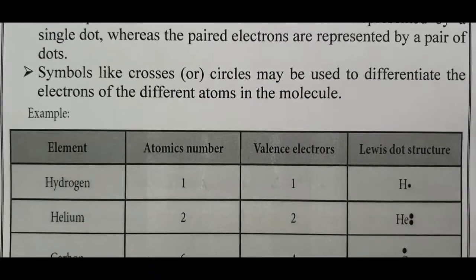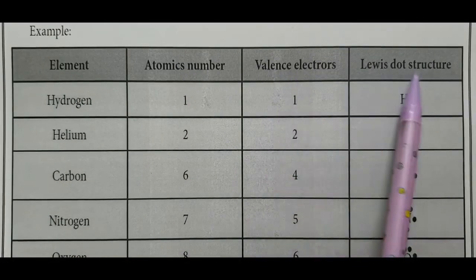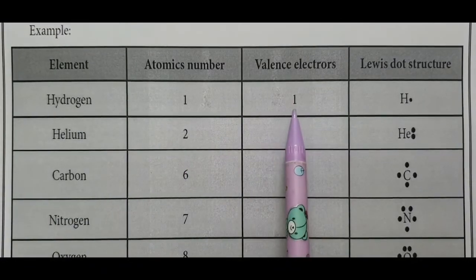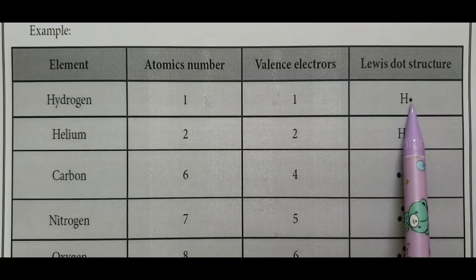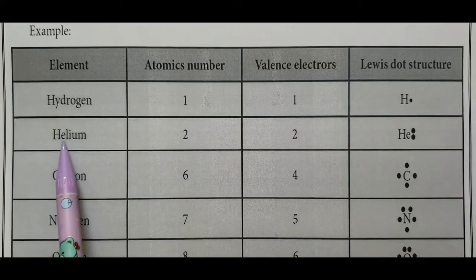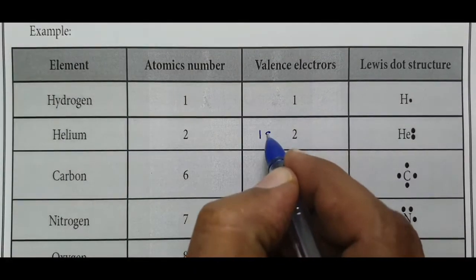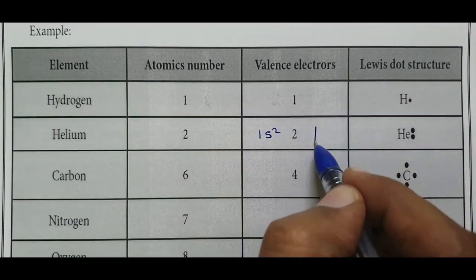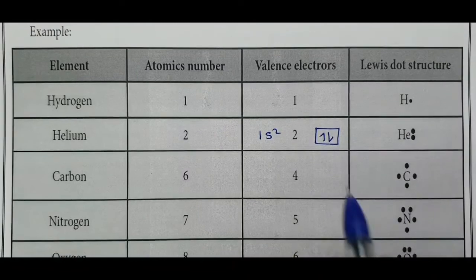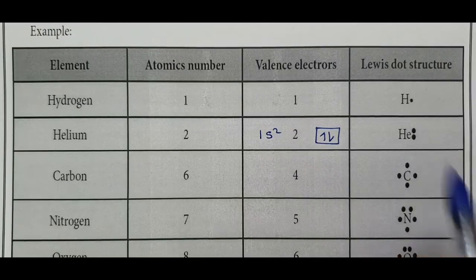Come to this table: elements, atomic number, valence electrons, Lewis dot structure. Hydrogen, atomic number 1, has only one electron, therefore that one electron is put as a dot near the symbol of the element. Hydrogen, one dot, indicates one valence electron. Helium, atomic number 2, we know the electronic configuration is 1s2. The s orbital has only one orientation. In the s orbital, plus half spin one electron, minus half spin another electron. So this pair of electrons is indicated as a double dot, a pair of electrons.